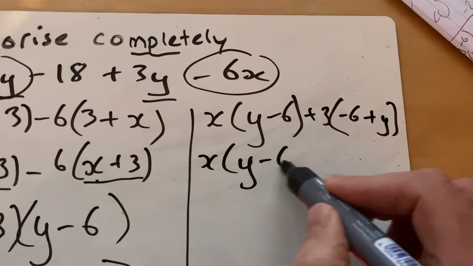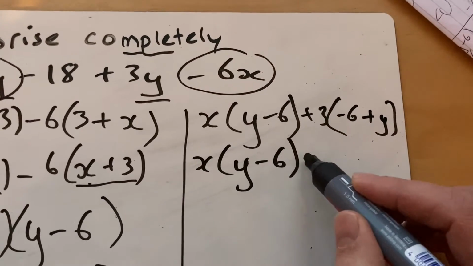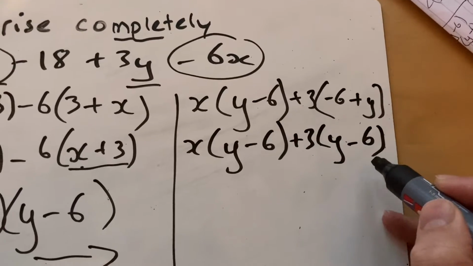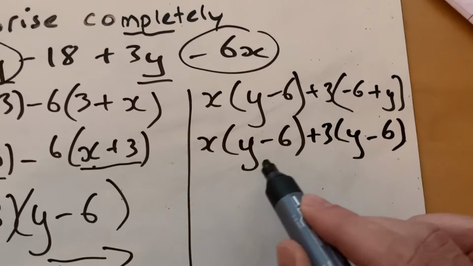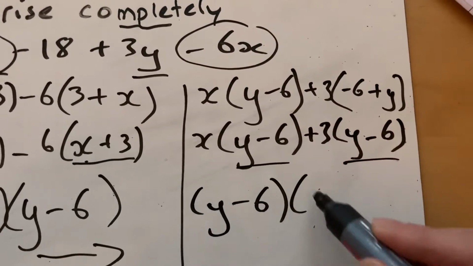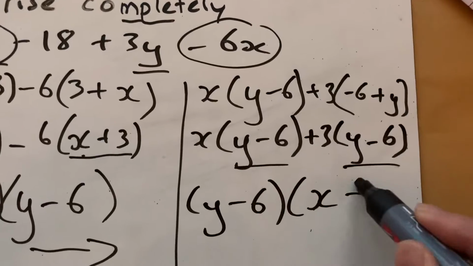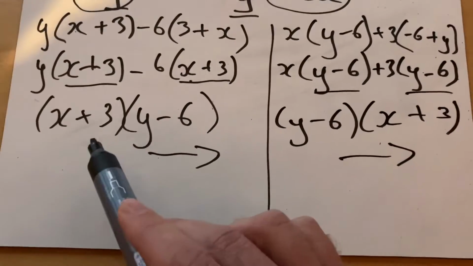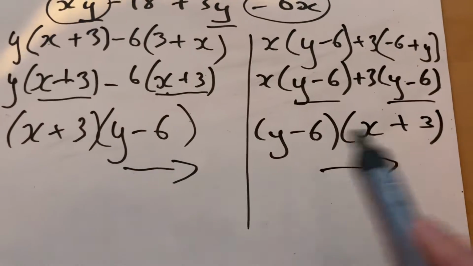x bracket y minus 6 plus 3 bracket y minus 6. Now I'm going to take out the y minus 6. And I'm left with x, and I'm left with 3. It's the same answer. Those are the two terms.